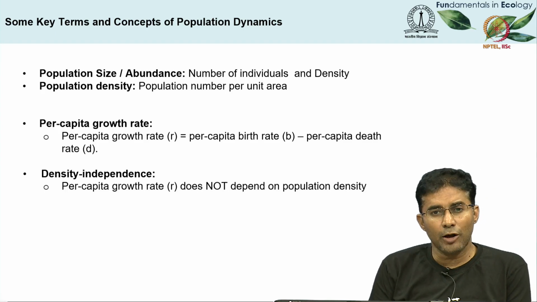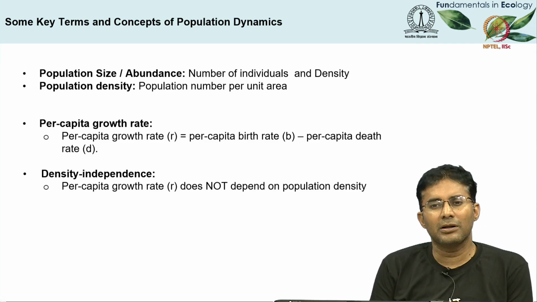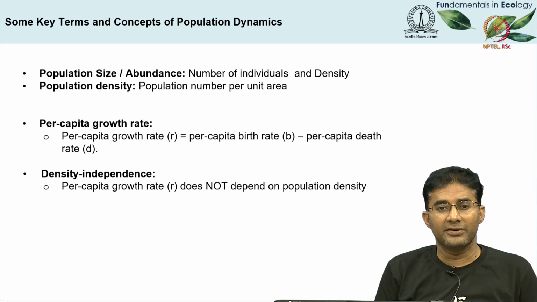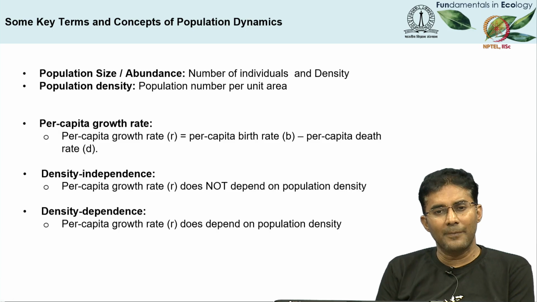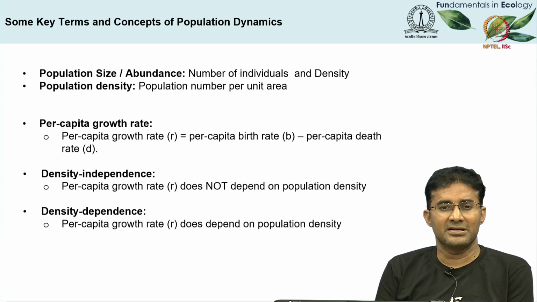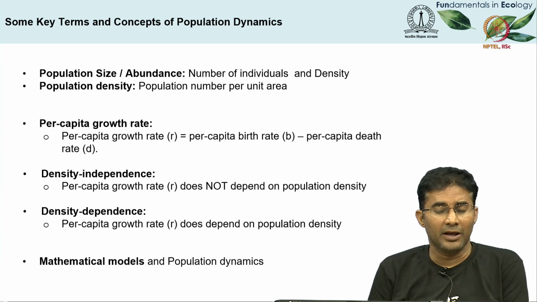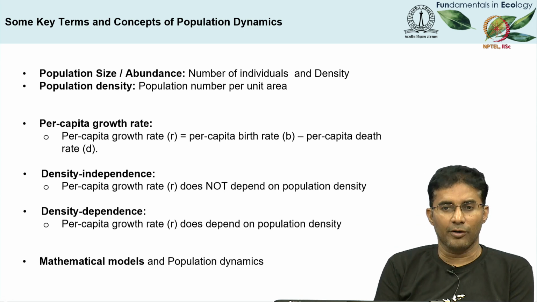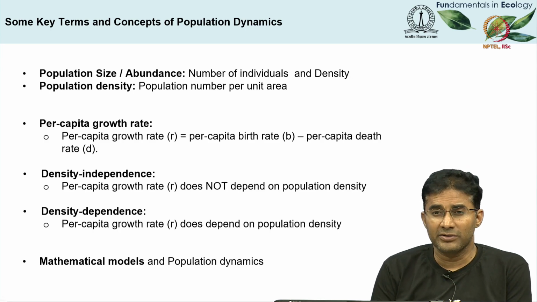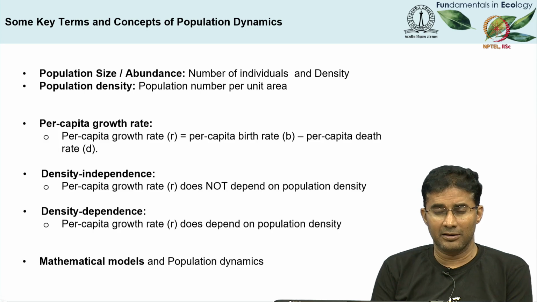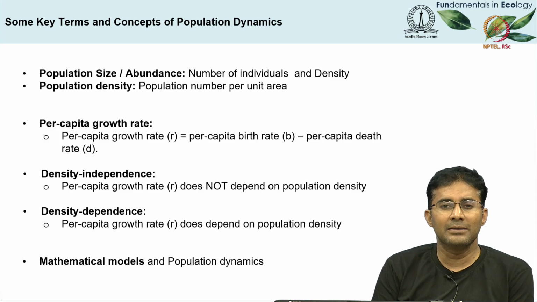And next is the concept of density independence. So, if the per capita growth rate does not depend on population density, we call this density independent population growth. On the other hand, if the per capita growth rate depends on the population density, we call this density dependent population growth. And to put these concepts together and to make quantitative predictions as well as conceptual advances in understanding population dynamics, mathematical models play an extremely crucial role.